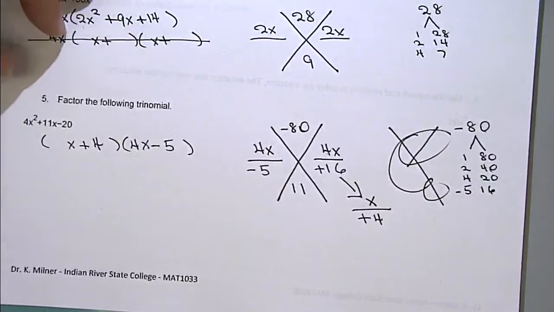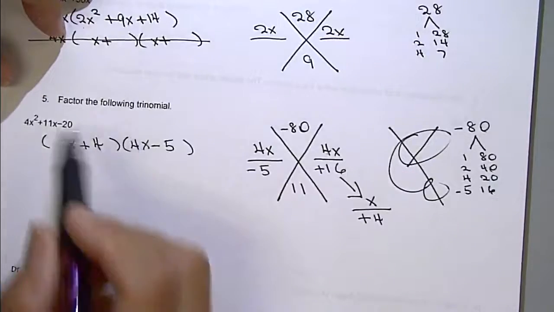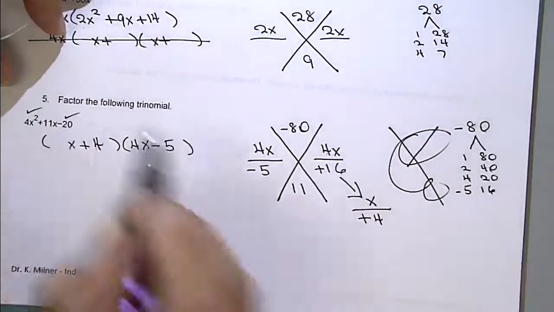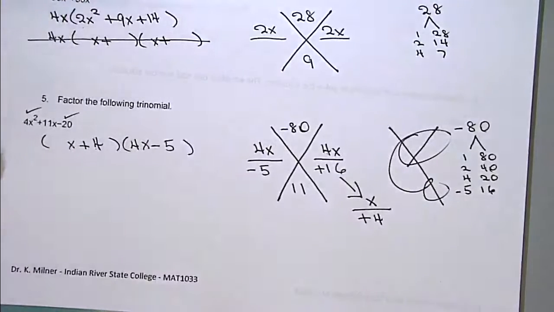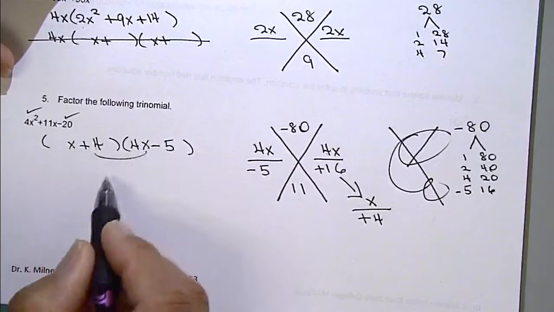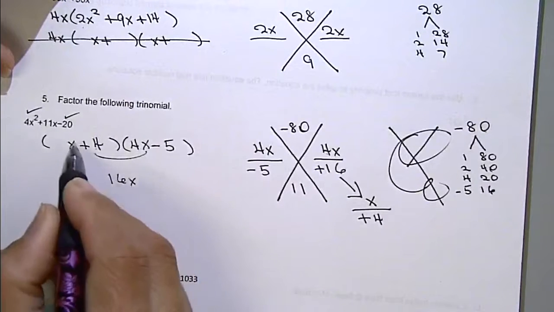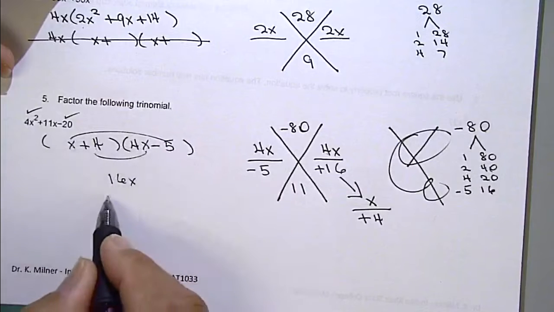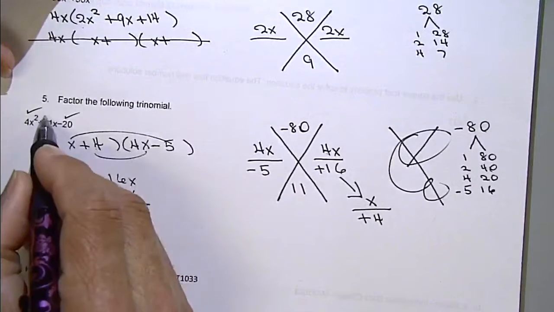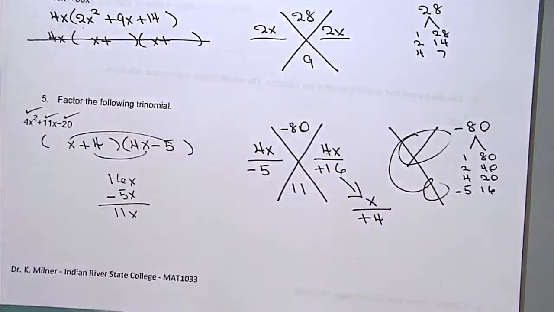Now I have to FOIL it to check it. So I say x times 4x, that's 4x squared. And I say 4 times negative 5, that's negative 20. You're almost always guaranteed that you're going to get the first and the last correct, okay? Almost always. Here's where we do run into trouble. When we say 4 times 4x, that gives me 16x. And then I say negative 5 times x, negative 5x. And I end up with 11x, and that checks. Okay?